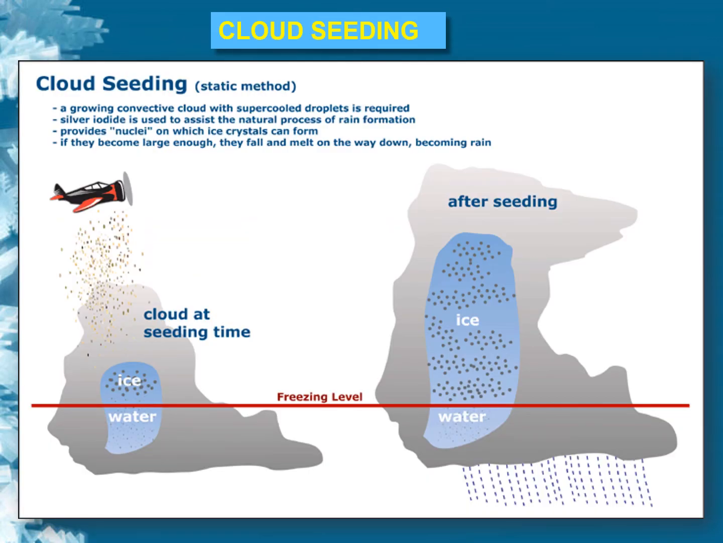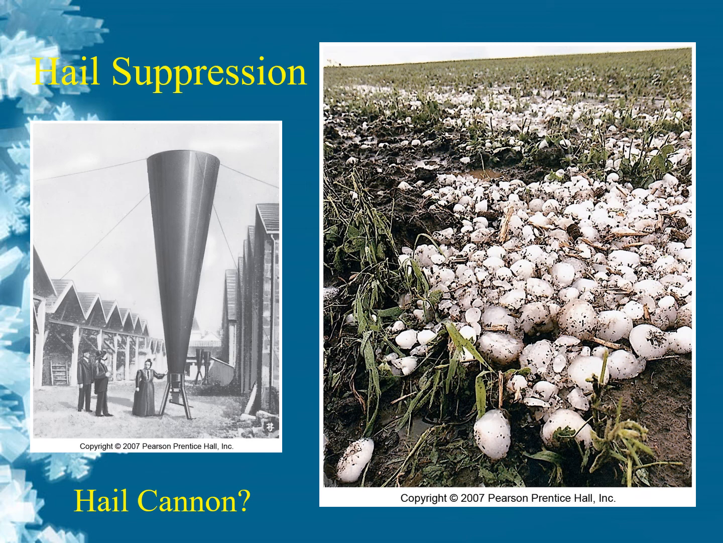Here's a little something about cloud seeding. So that drawing on the left is a hail suppression cannon. Pretty sure it just did not work at all. And then there on the right are some very large hailstones. My goodness, those are scary.